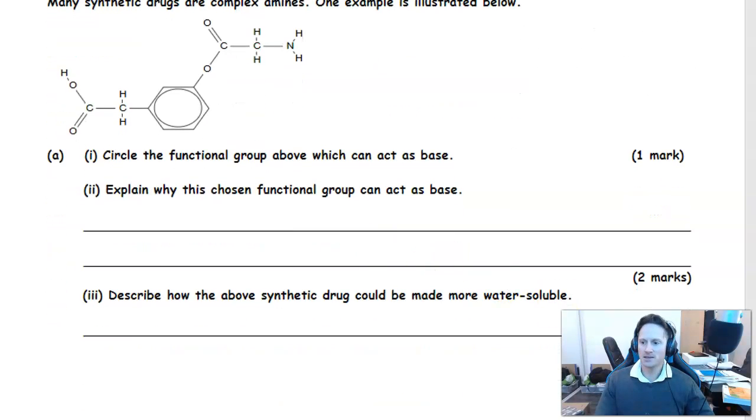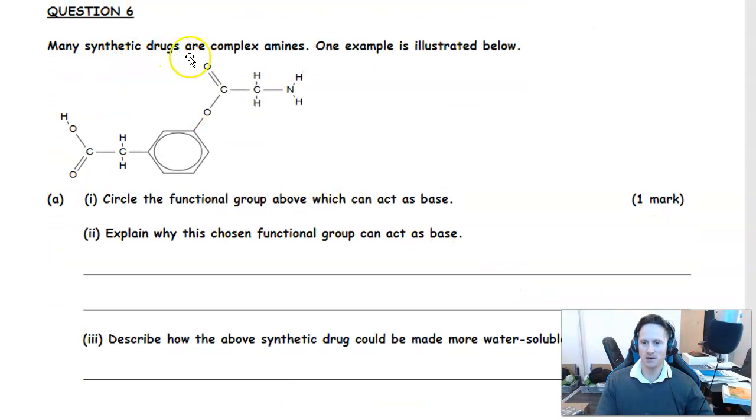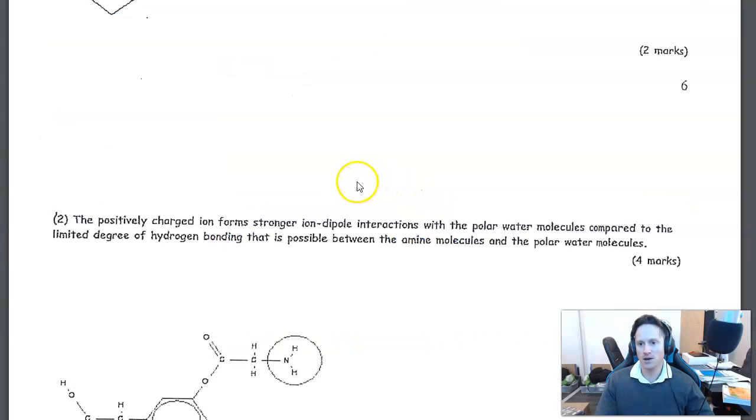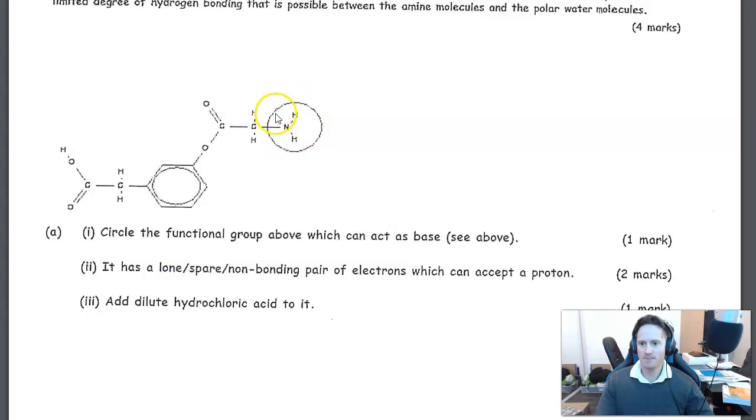All right, so similar type question here, talking about synthetic drugs are complex amines, and here's an example. So circle the functional group that can act as a base. So it's the amine functional group. So this is what you're circling.